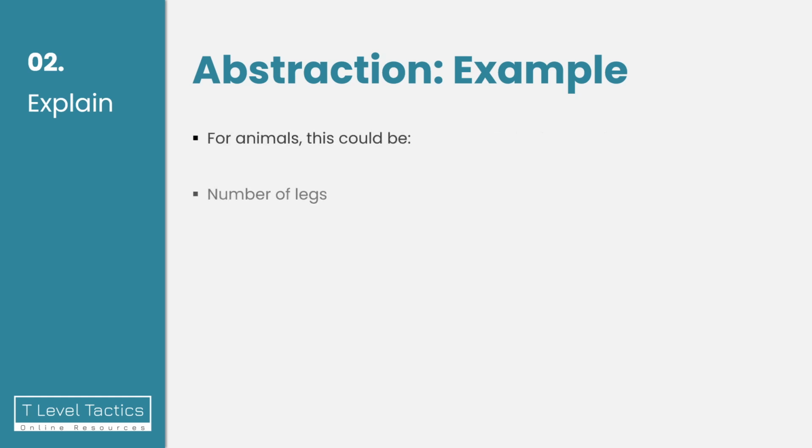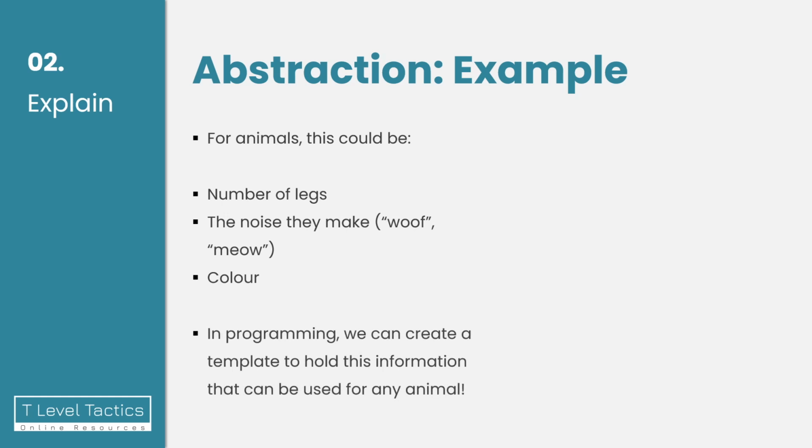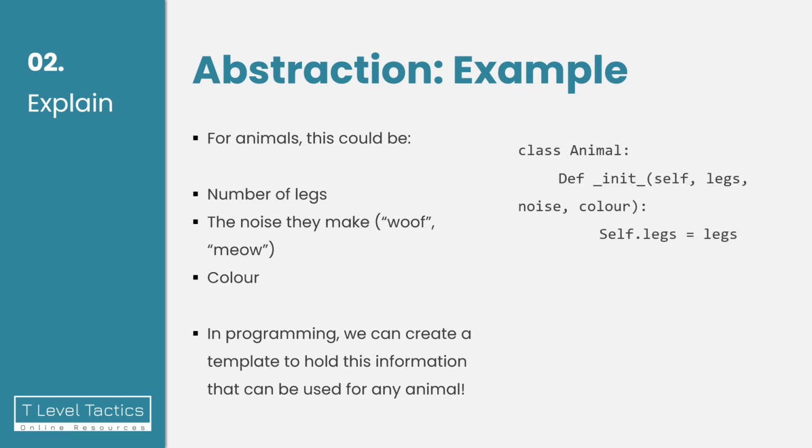We can then identify things that all animals have or all vehicles have. For animals, this could be the number of legs they have, the noise they make, and their colour or pattern. In programming, we can then create a template to hold this information that can then be used for any animal. This could be in the form of a class, and it might look a bit like this. This bit of code creates a class called animal, and then creates some parameters that we can set, called legs, noise, and colour. This is just a template, and we can then call upon it later to create new animals following that structure.